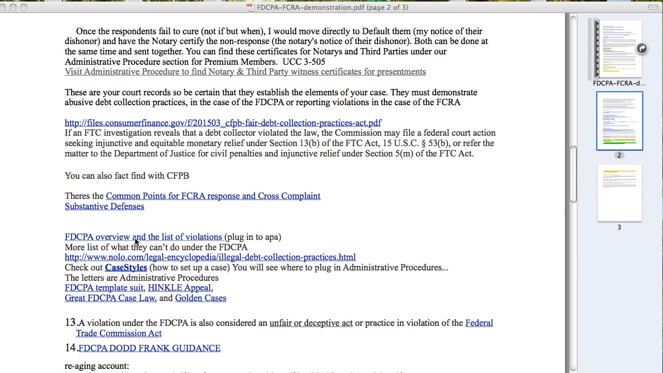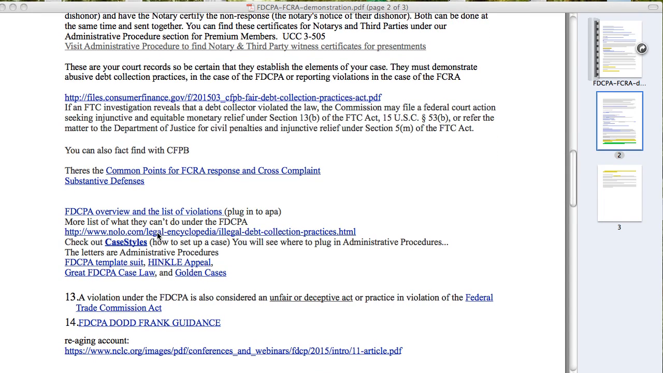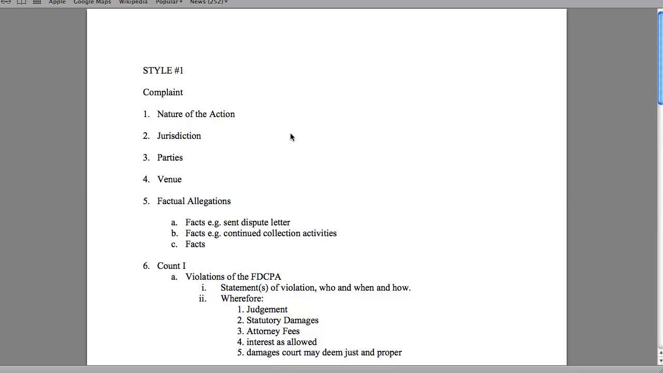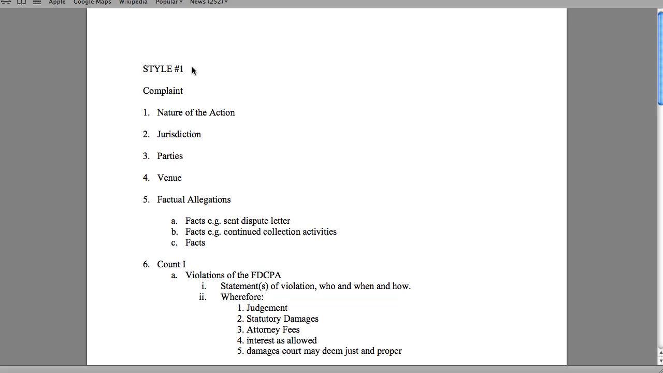We went over this list of violations, more violations, illegal debt collection practices, case styles. Here's something to help you if you think you're going to have to draft a case. Look at this. One thing I'm thinking, these are federal claims mostly, but you can still bring them in a small claims court for a quick remedy. All that's above and beyond the scope of where you're going to use this. I'll let you figure all that out.